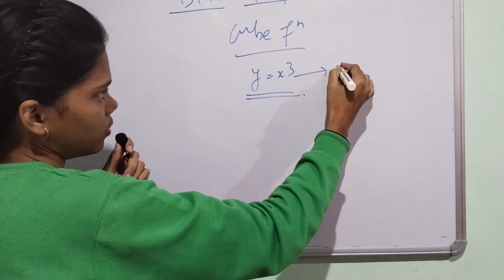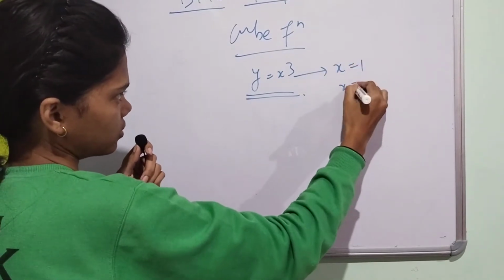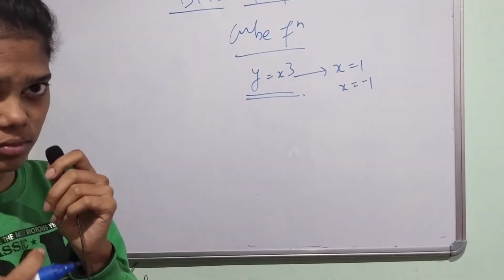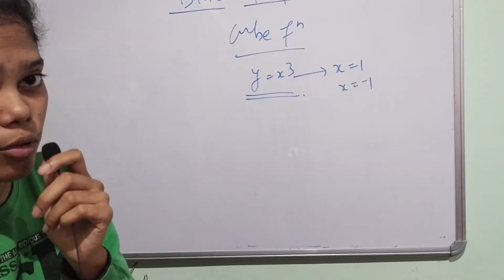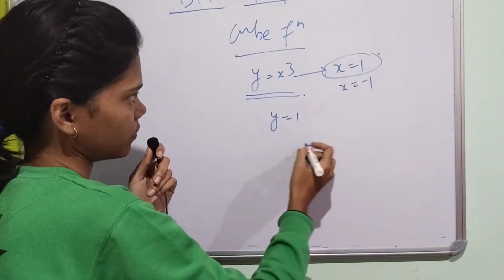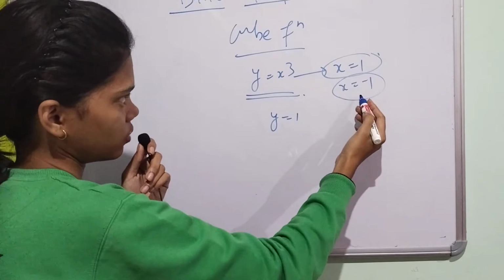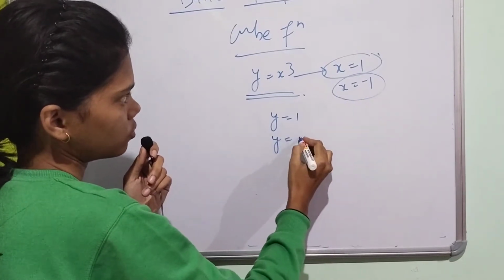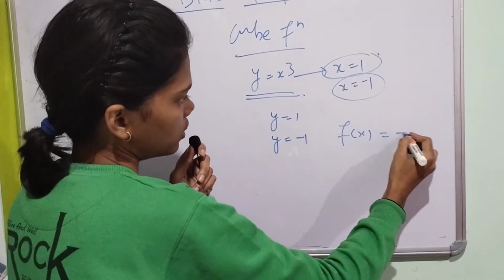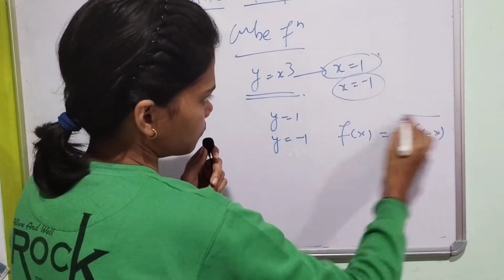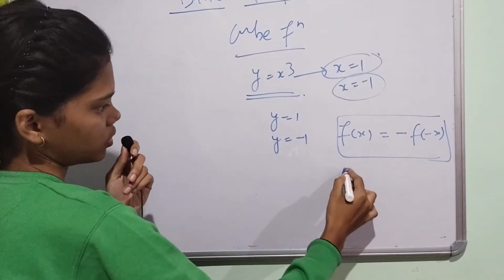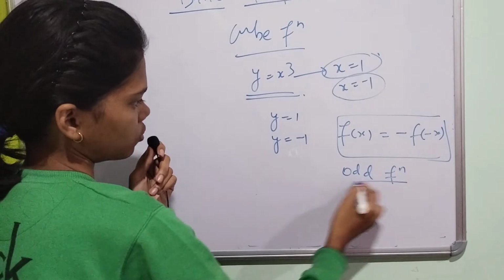See here, if we put x as 1 and x as -1, we are going to get the same value but with opposite sign. Suppose we put x equal to 1, we get y equal to 1. If we put x equal to -1, then we'll get y equal to -1. So here f of x equal to negative of f of minus x, so it is an odd function.